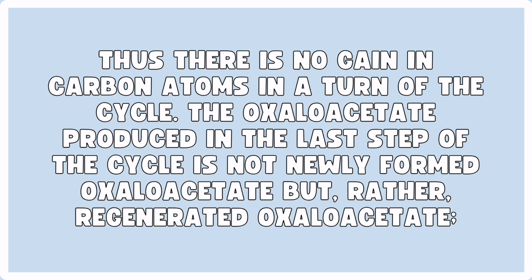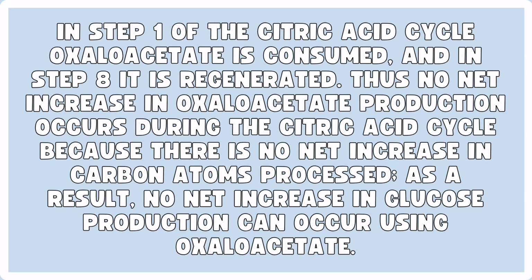The oxaloacetate produced in the last step of the cycle is not newly formed oxaloacetate, but rather regenerated oxaloacetate. In step 1 of the citric acid cycle, oxaloacetate is consumed, and in step 8, it is regenerated. Thus, no net increase in oxaloacetate production occurs during the citric acid cycle because there is no net increase in carbon atoms processed. As a result, no net increase in glucose production can occur using oxaloacetate.